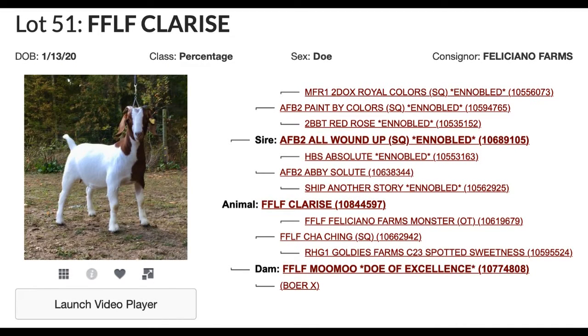FFLF Clarice from Feliciano Farms, January 13th of 2020. This percentage doe is sired by that wonderful herd sire, All Wound Up and Noble. Paint by colors over Abbey Salute, back to royal colors, Red Rose, Absolute and Chip, another story. On the bottom, FFLF Moo Moo, doe of excellence, back to Cha-Ching, Feliciano Farms Monster over Spotted Sweetness.